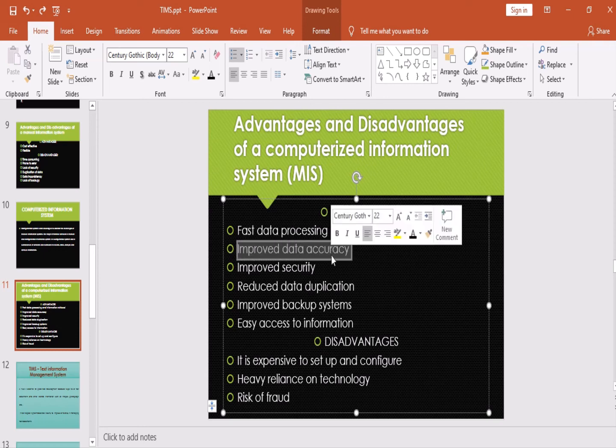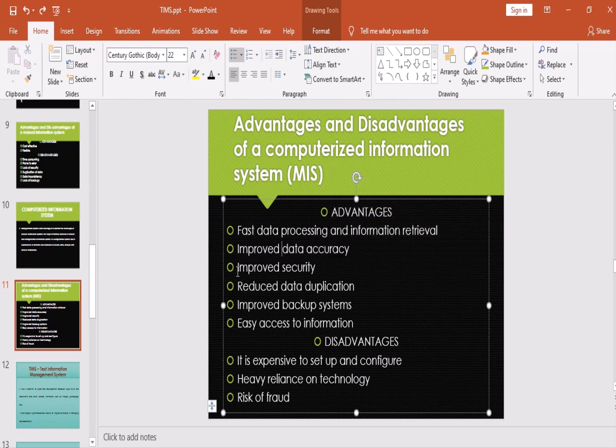Improved data accuracy is the second one. It is easy to implement data validation and verification checks in a computerized system compared to a manual system. So the testing process will be done here. And improved security: in addition to restricted access to the database server, the computerized information system can implement other security controls such as user authentication, biometric authentication systems, access right control, etc. So when it comes to security, we can provide it through the software.